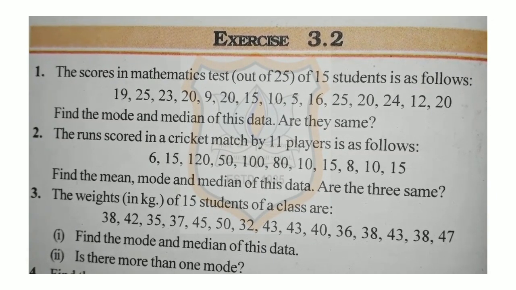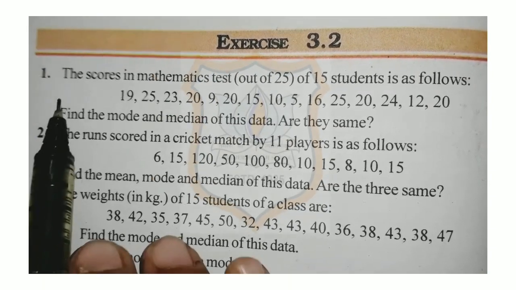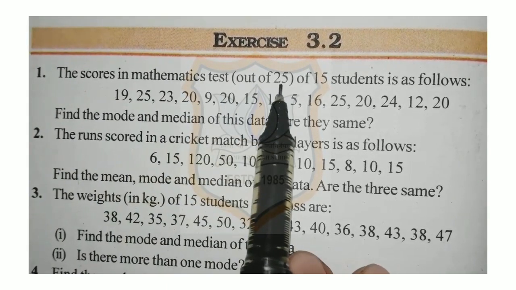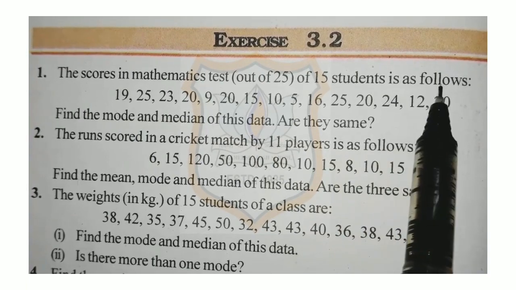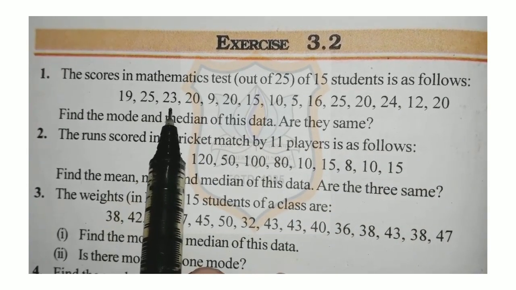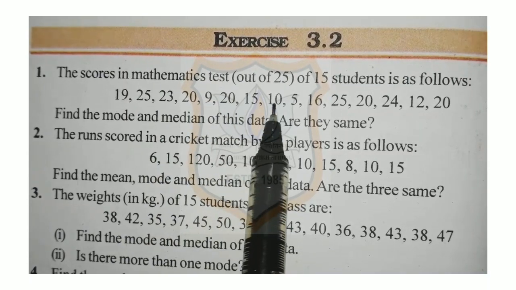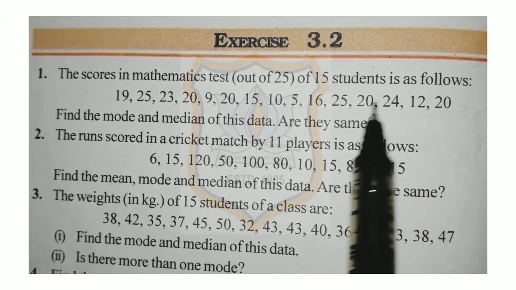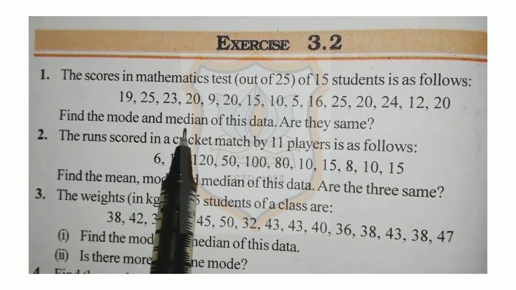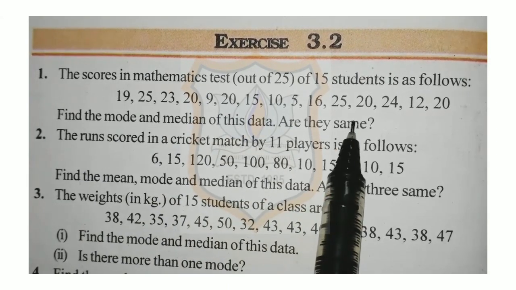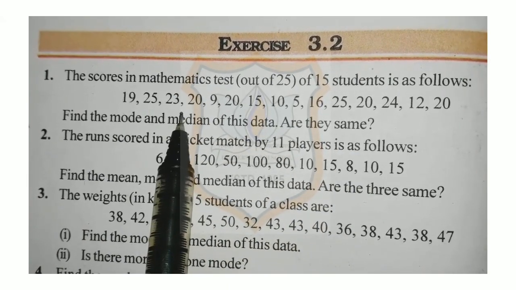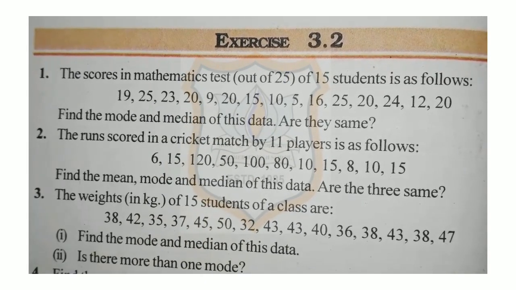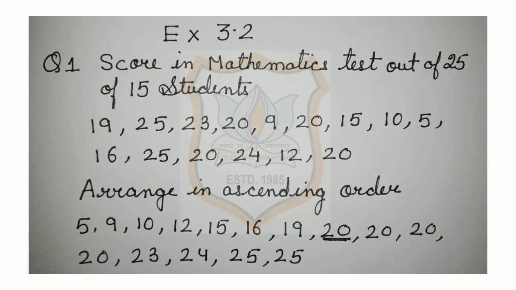Now we are going to start exercise 3.2. The first question of exercise 3.2 is: the score in a mathematics test out of 25 of 15 students is as follows: 19, 25, 23, 29, 20, 15, 10, 5, 16, 25, 20, 24, 12 and 20. Find the mode and median of this data. Are they the same or not? You have to find the mode and median and then tell whether they are the same or not. So students, let's solve exercise 3.2.